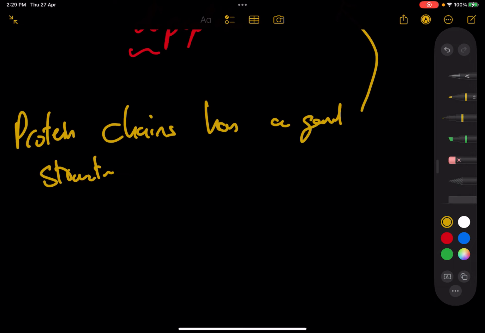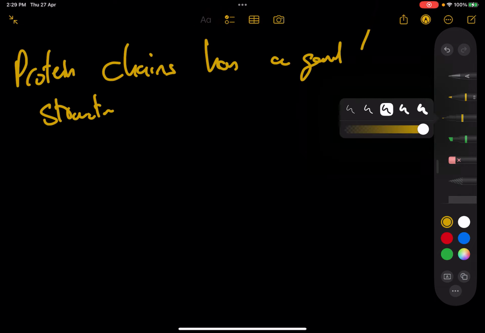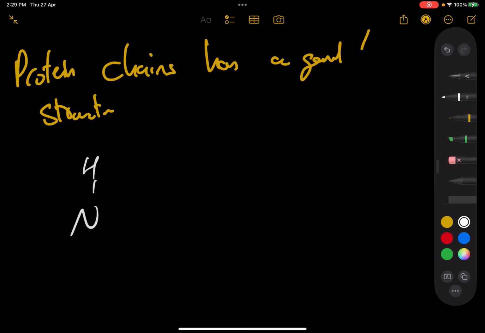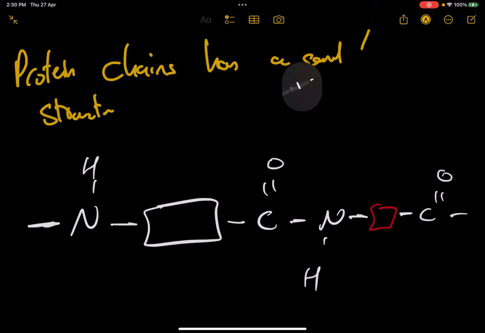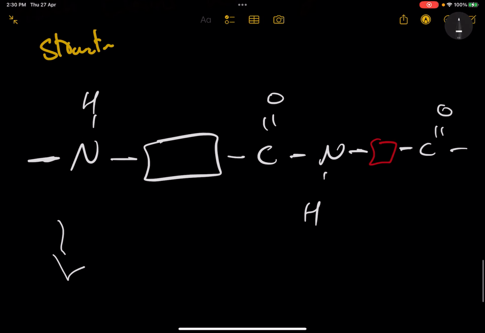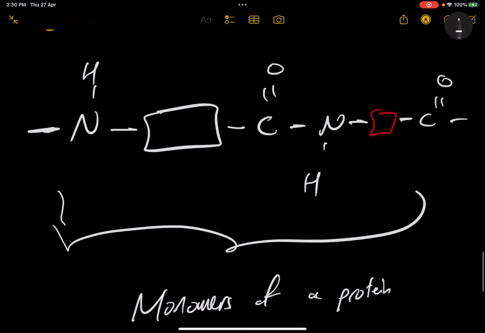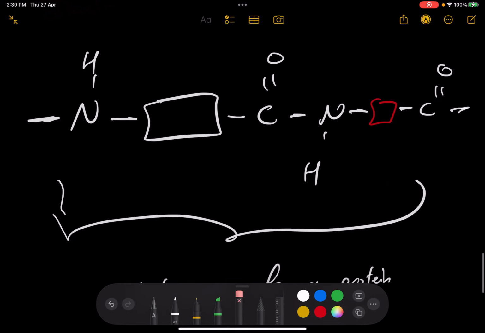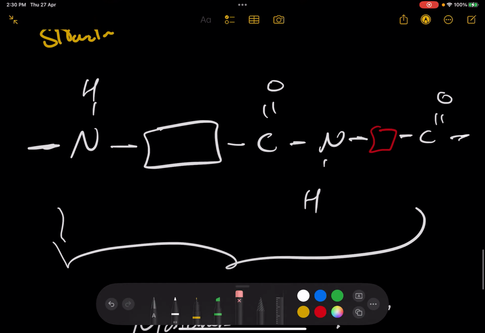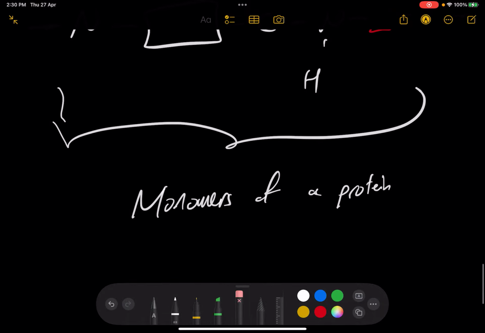Let's draw it in a neat way. We get NH, C double bond O, NH, and here we've got another one, C. This is the repeating unit of a protein, the monomer of a protein. But proteins are a bit different because they are chained with different amino acids. Here we can have a different amino acid, not one from these two, a different type. So this is the general structure of a protein.